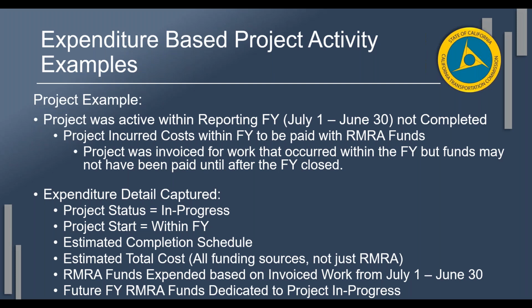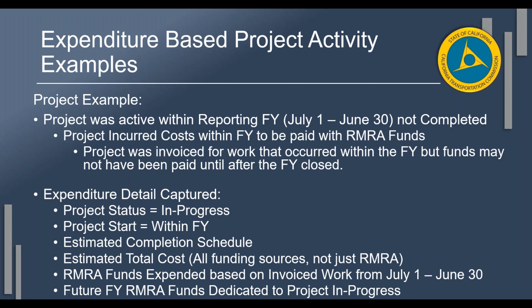So the project status would equal in progress. The project start would be somewhere within that fiscal year. Your estimated completion schedule, that has to be after the fiscal year that you're reporting in, right?